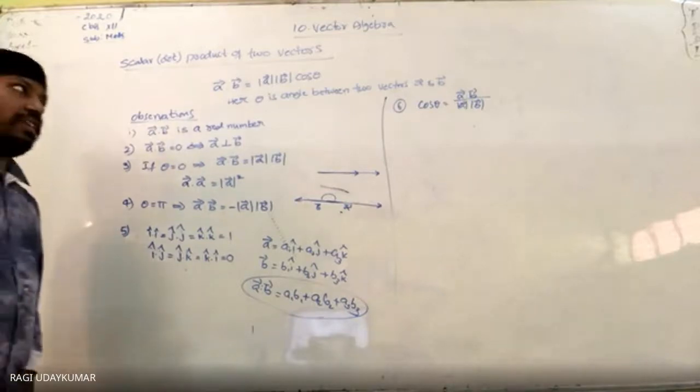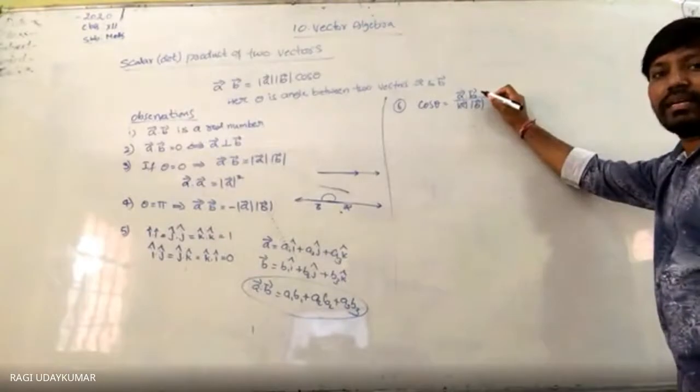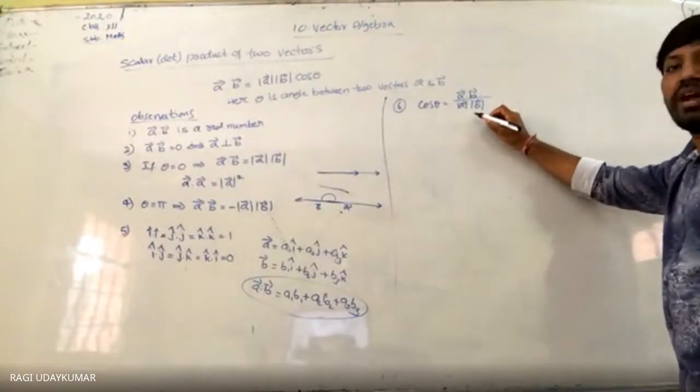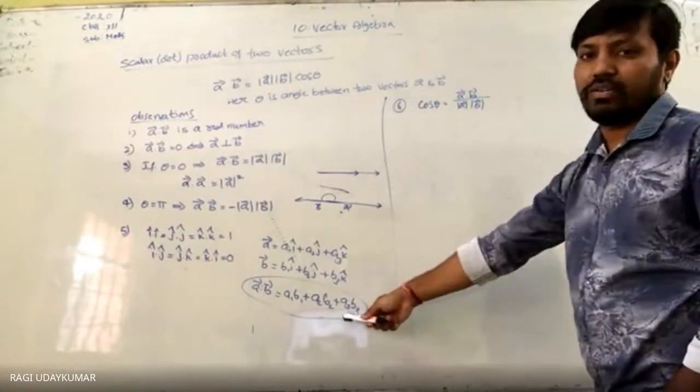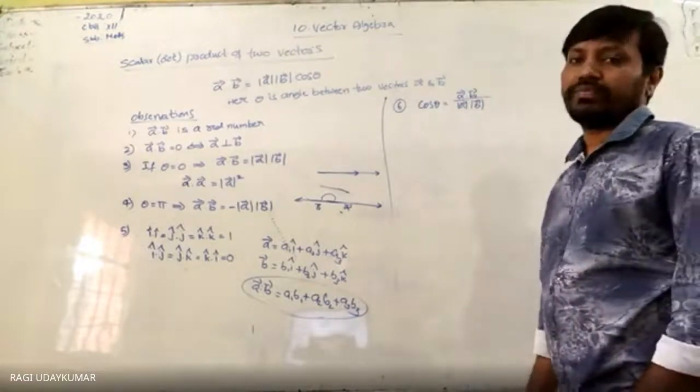If position vectors are given to you, cos theta is equal to A bar dot B bar divided by their magnitudes. Like this, if two vectors are given, you have to find their magnitudes and their dot product. After finding the dot product, you can find cos theta.